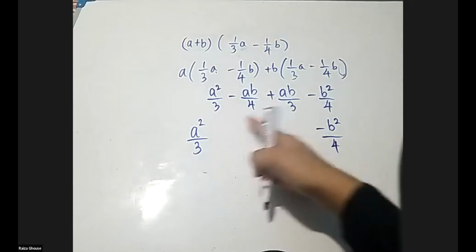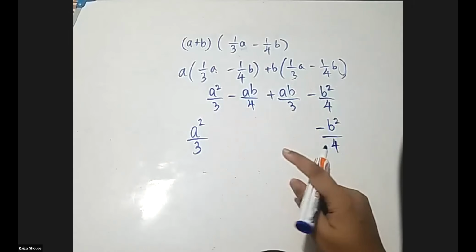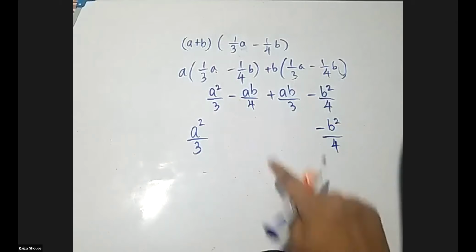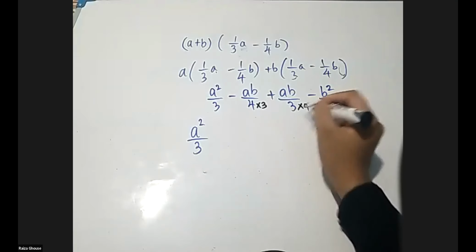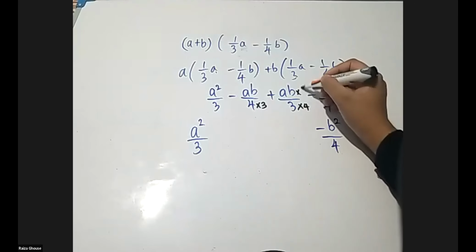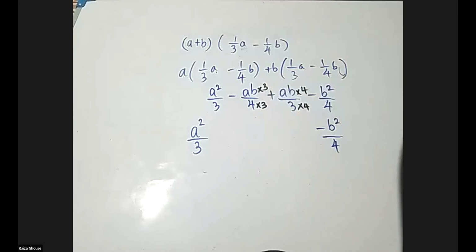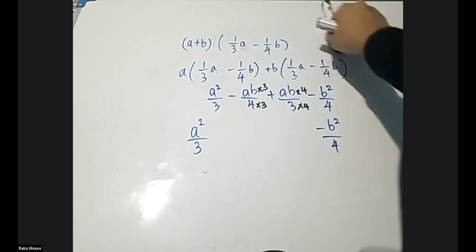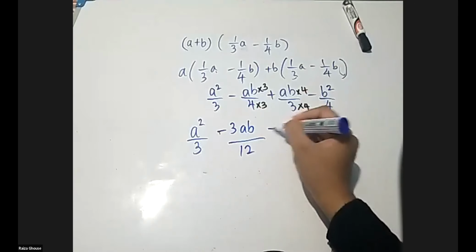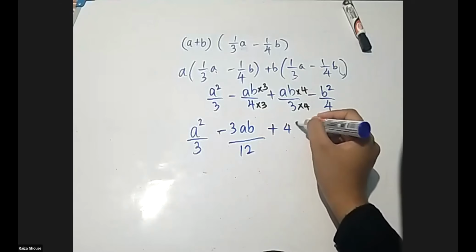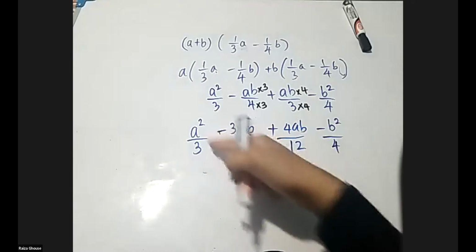Now you have to think of the common denominator. What is the common denominator? What is the LCM? You should be very fast to see the LCM here. 12. Very good. It's 12. So what should I do here? I have to multiply 4 times 3, 3 times 4. If I multiply the denominator, I should do the same thing for the numerator. That's the rule of fractions. So now 3 into negative AB is negative 3AB over 12 plus 4 into AB, 4AB over 12. Now they are like terms.